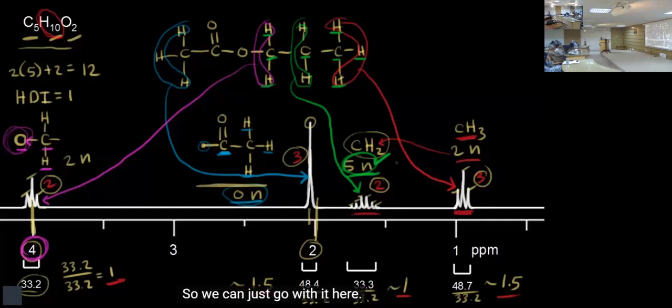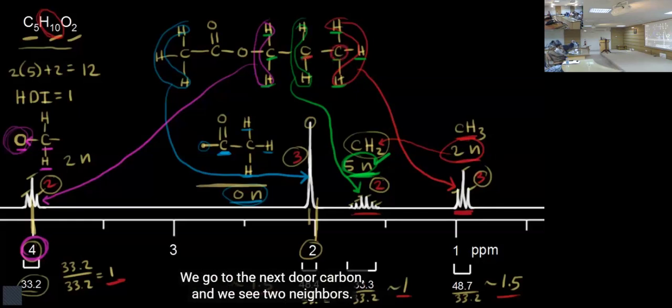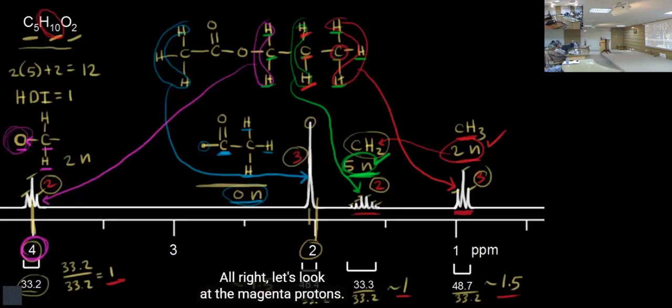So we can just go with it here. It helped us figure out the structure of the molecule. All right, so this makes sense. 5 neighbors here. Let's move on to the red protons. We predicted 2 neighbors for the red protons, so we go to the carbon that's next door, right? So this carbon has the red protons. We go to the next door carbon, and we see 2 neighbors. So this makes sense.